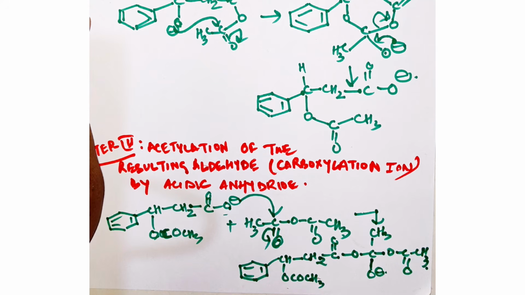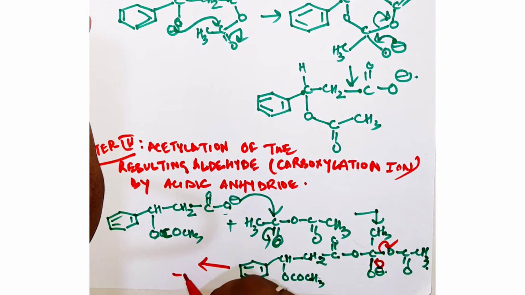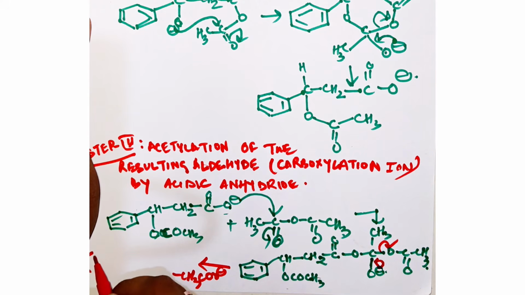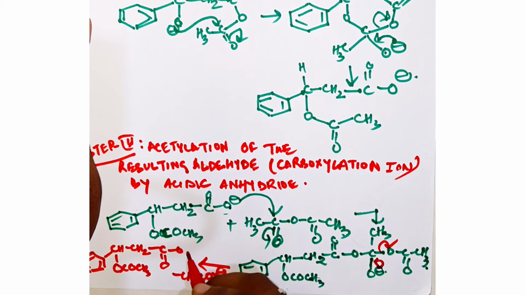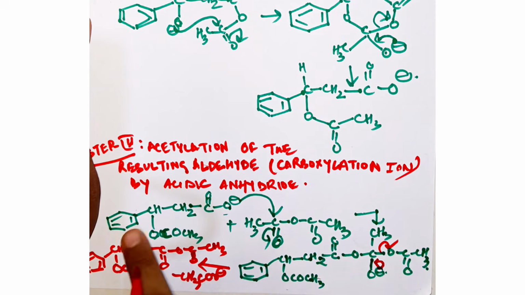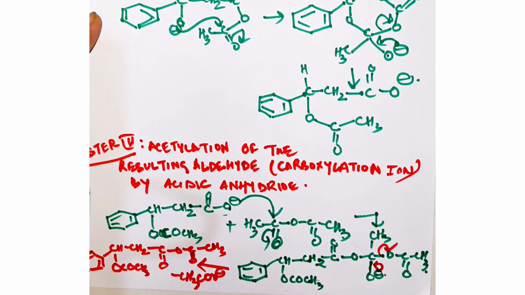Now what is the next step? There will be removal of acetic acid. How? See here again, it is going to come out here, this one is going to go out, so minus CH3COO minus is there. So this is going to form another molecule like this, CH O CO CH3, CH2 C double bond O, O C double bond O CH3. So there is a total acetic anhydride which is added to the carboxylate ion.